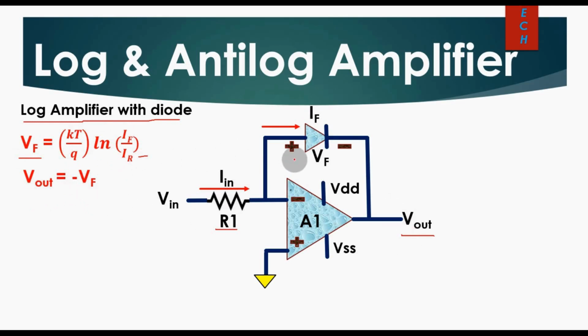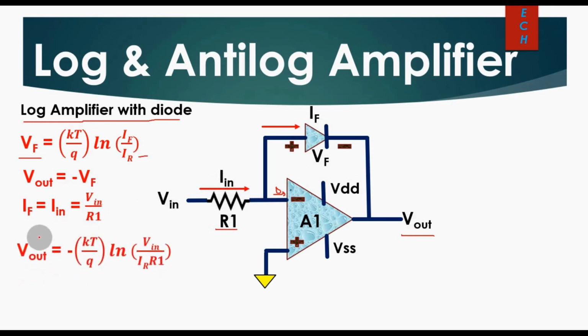Okay, V out equals minus Vf. If you want to find If, which equals I in this current, since the current flowing through this inverting terminal is 0, this current equals this current. So If equals I in equals V in divided by R1.